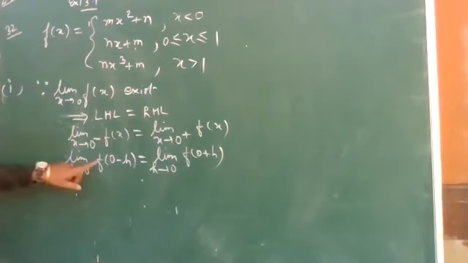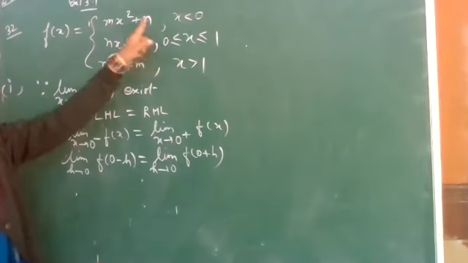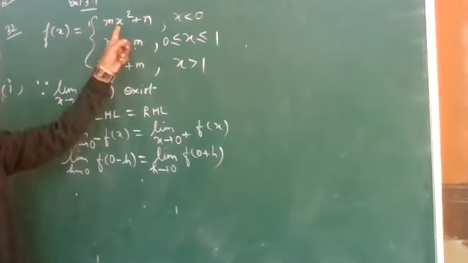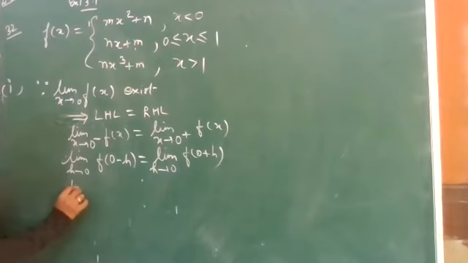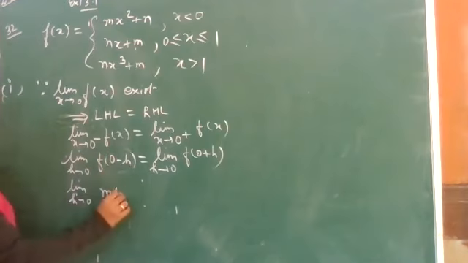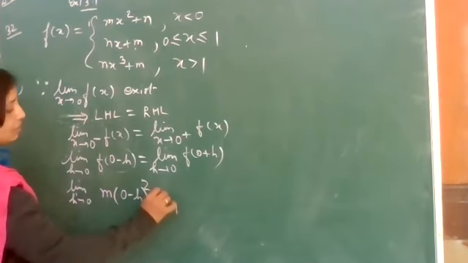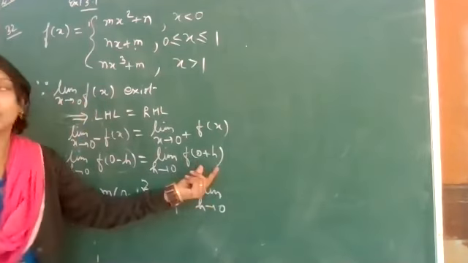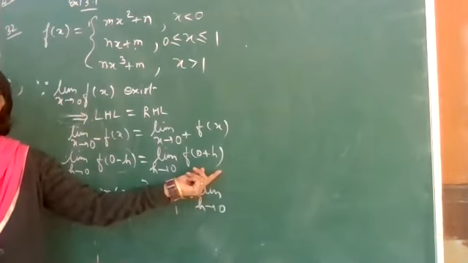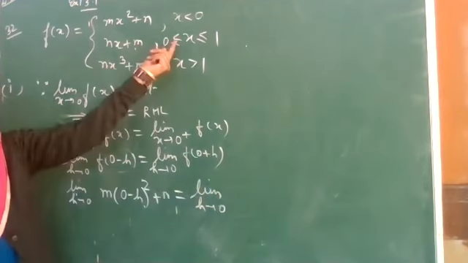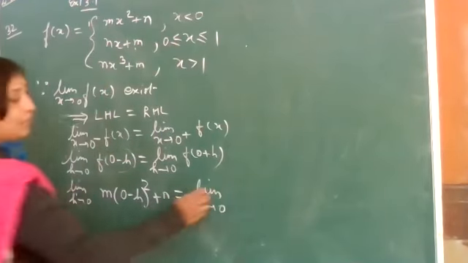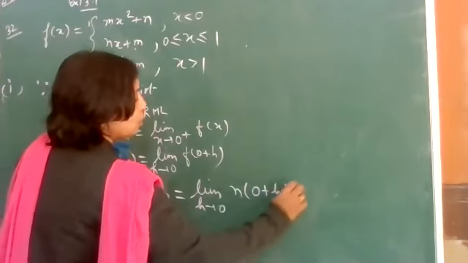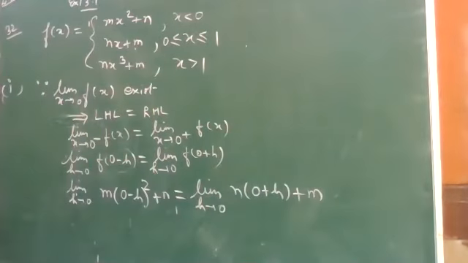Now let's look at the function. 0 minus, that is less than 0. For less than 0, the function is m into x square plus n, so we have limit h tends to 0, m into (0 minus h) whole square plus n, equal to limit h tends to 0. Now it is 0 plus h. Plus means whatever function is defined for greater than 0, that is nx plus m, n into (0 plus h) plus m. Now in the limit we put h equal to 0, h will vanish, okay.